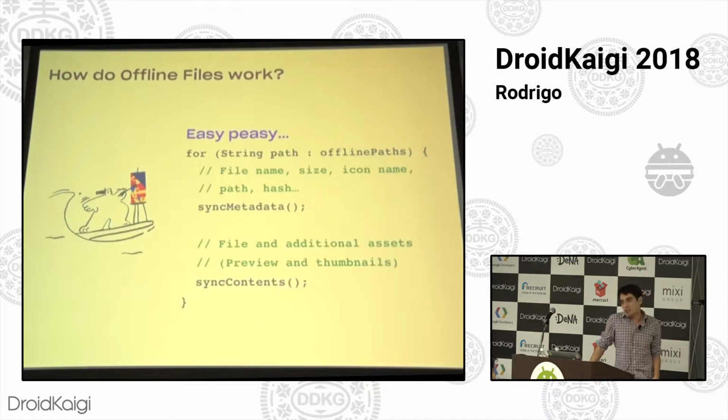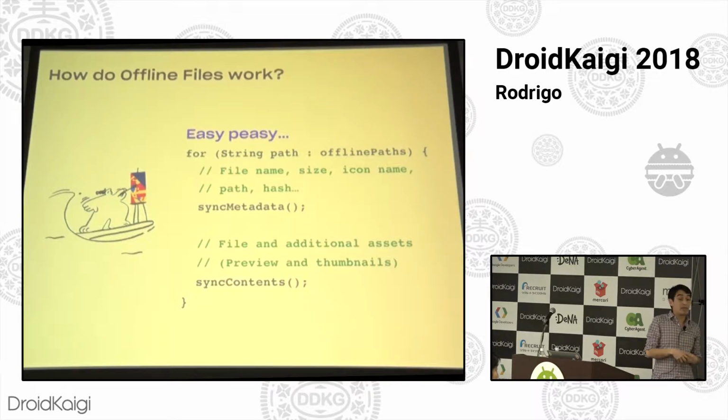So how do offline files work? I take a look at the code, and it's very easy. You basically have a list of files, wherever you want to store that. You walk through that list and first sync the metadata, which is file name, size, icon name, path, and hash. And then you actually download those assets and sync them.